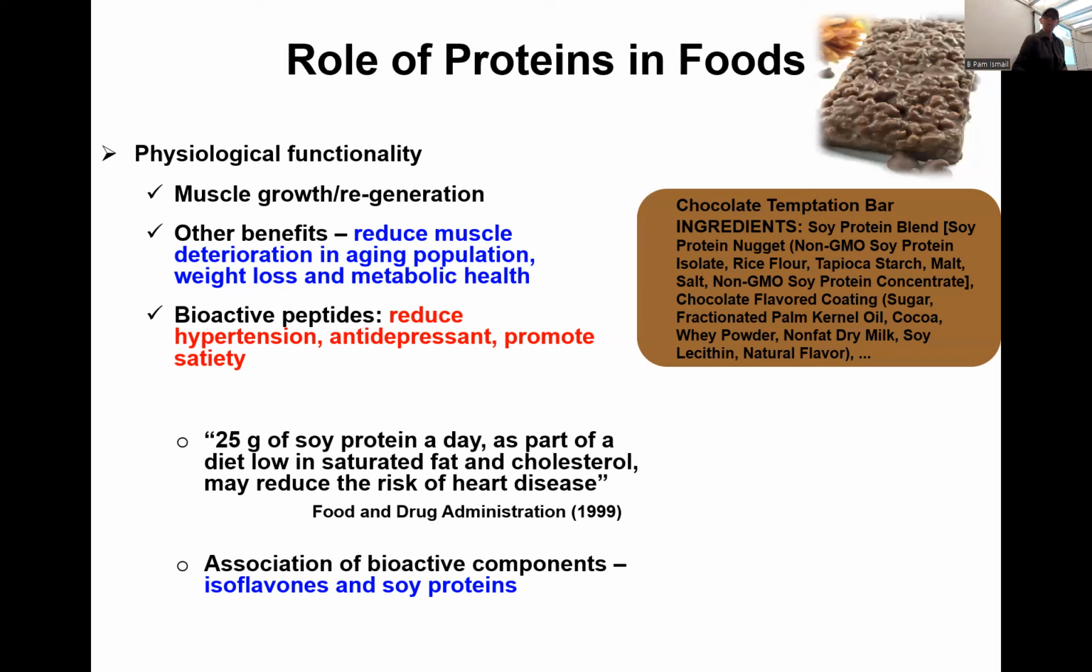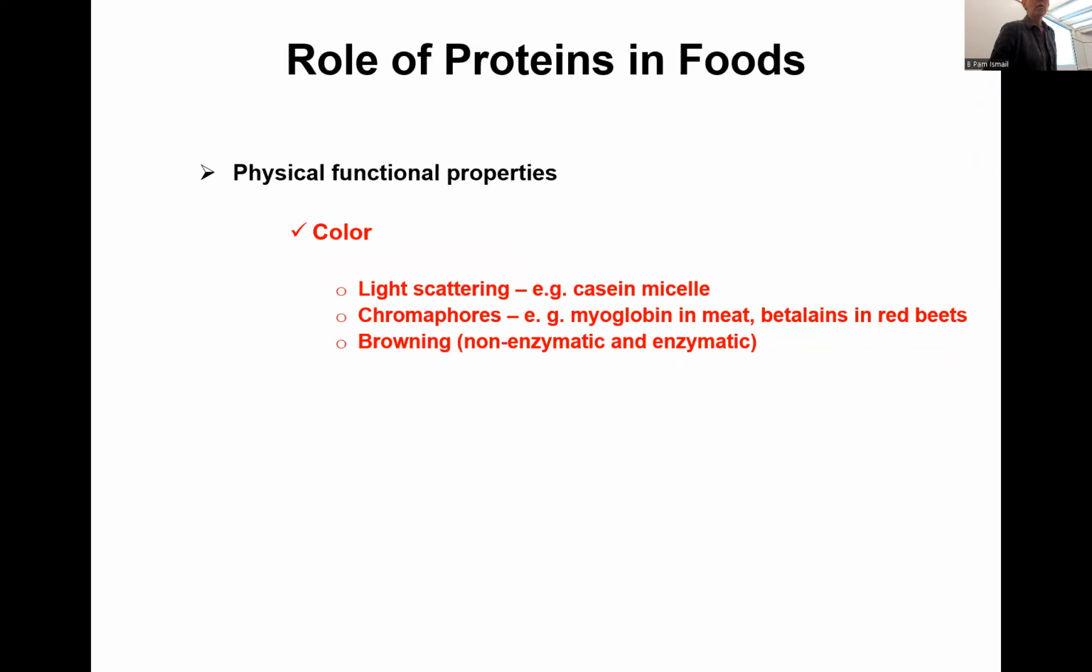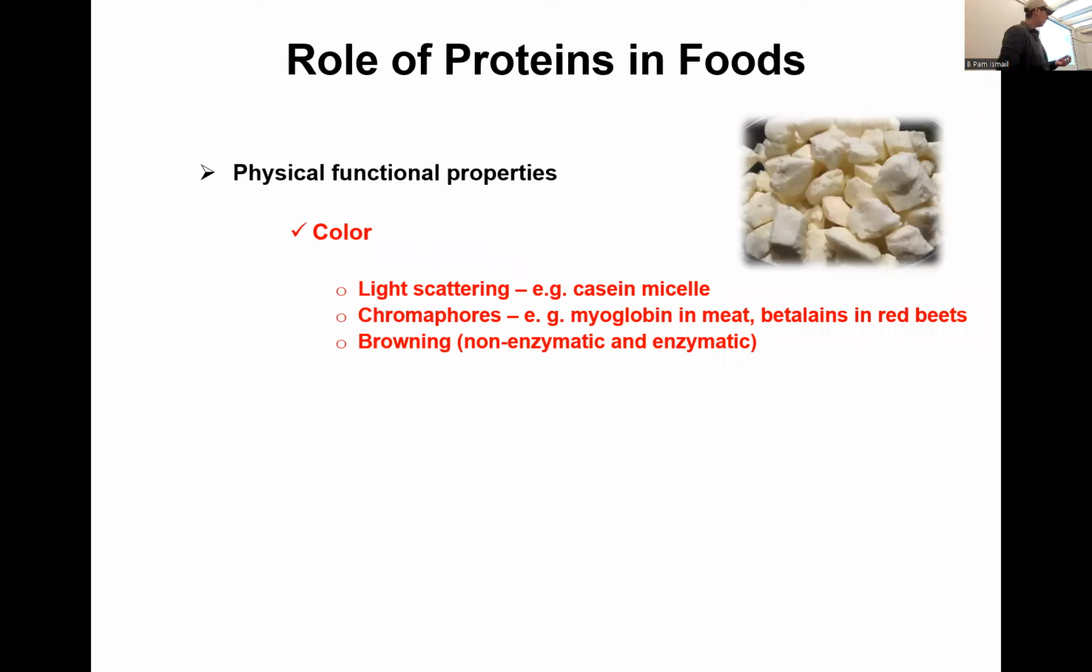Okay. So now we move on to the juicy stuff. And that is the actual physical function of the proteins in food. They have so many functions. You think of color. So you have your nice curd white color. Casein is light scattering, so you get that white color. Cheese is not yellow. It is white. The color yellow comes from a colorant.